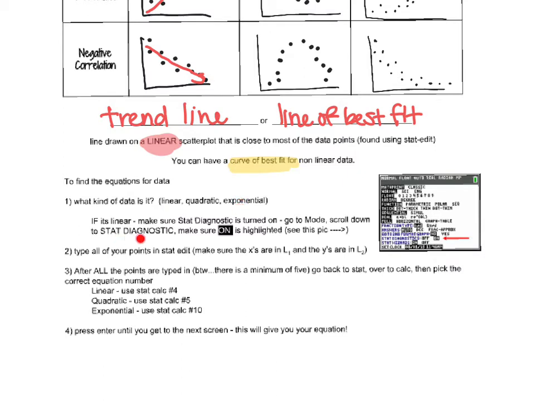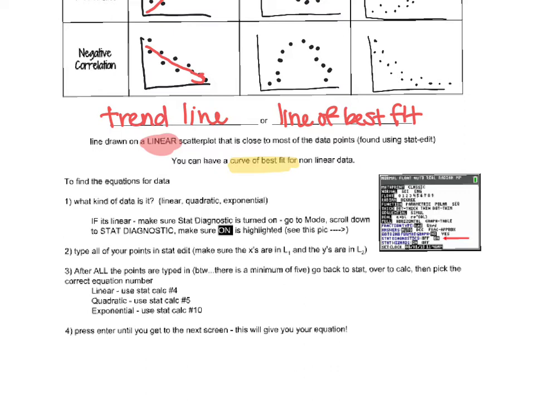If it's linear, you've got to make sure that you turn on what's called stat diagnostics, and we're going to talk in a second about what that's going to do for you. Over here, this shows you what you're looking for, where it says stat diagnostic, and here are the steps. Go ahead and go to mode right now in your calculators, scroll down to stat diagnostic. It's going to be on the second screen, and you want to make sure that on is highlighted, that it's blacked out.